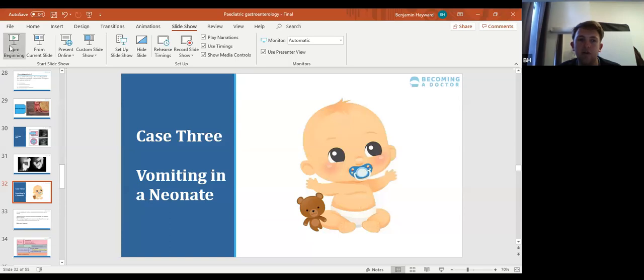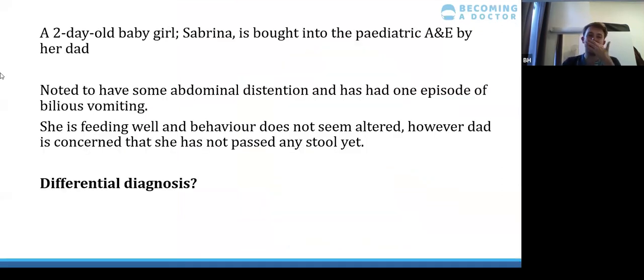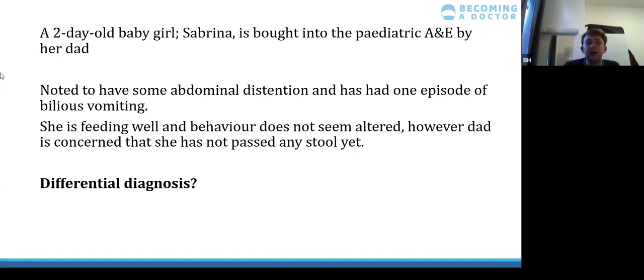Good. So the final one is vomiting in a neonate. The case is a 2-day-old baby girl called Sabrina, brought to Peds A&E by her dad. Dad's noticed some abdominal distension, and she has had one episode of bilious vomiting. She's feeling well, and behavior doesn't seem altered. The dad's concerned that she hasn't passed stool yet.